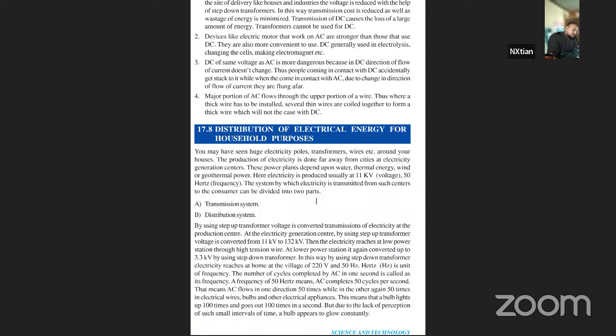For example, the frequency is basically this: if one oscillation is completed like this, and there are 50 oscillations completed in 1 second, that is basically the type of electricity we have in our house. 50 oscillations in 1 second. Okay, understood, guys? Yes or no?